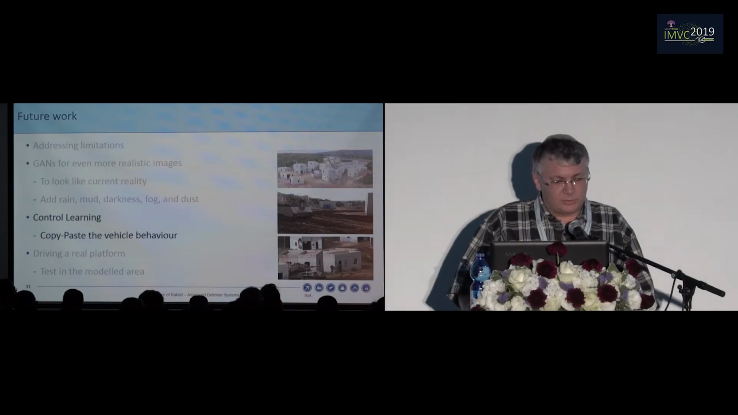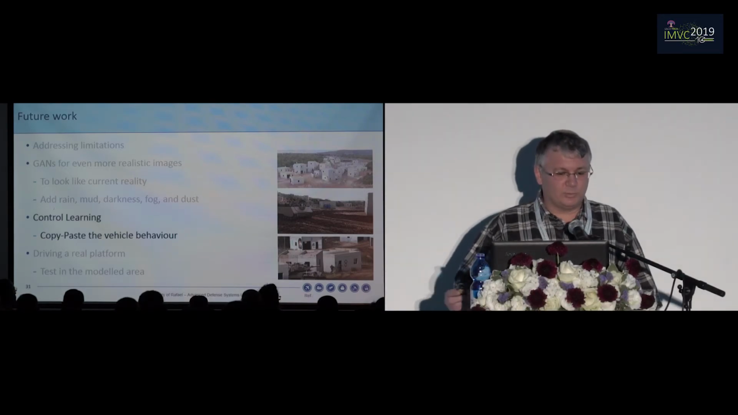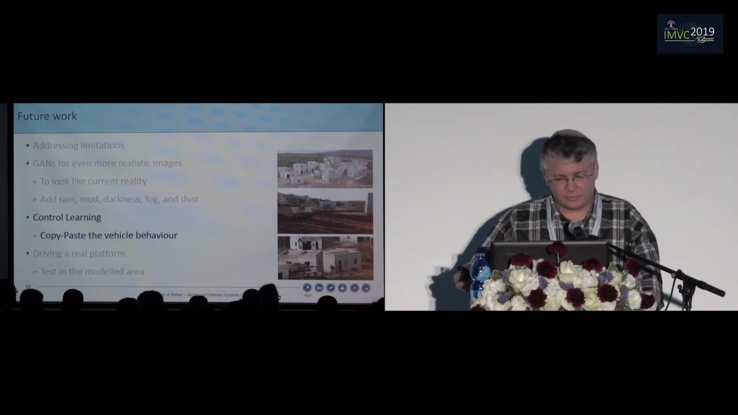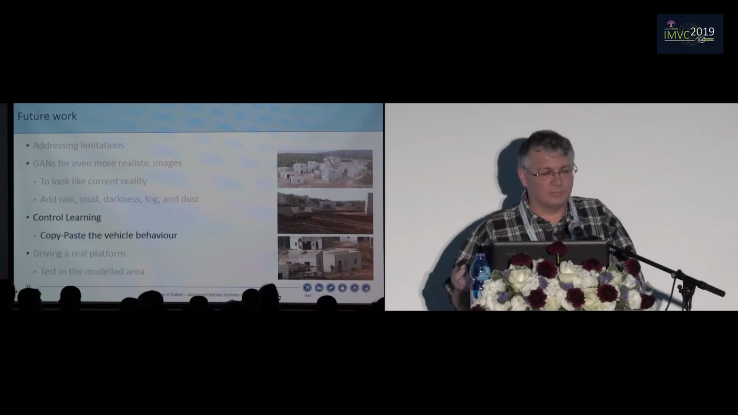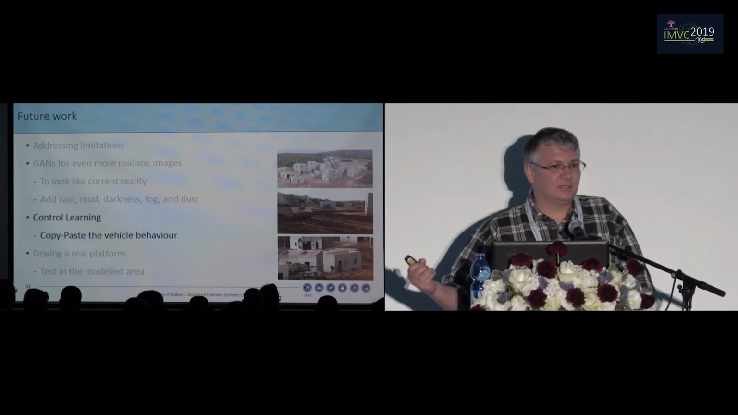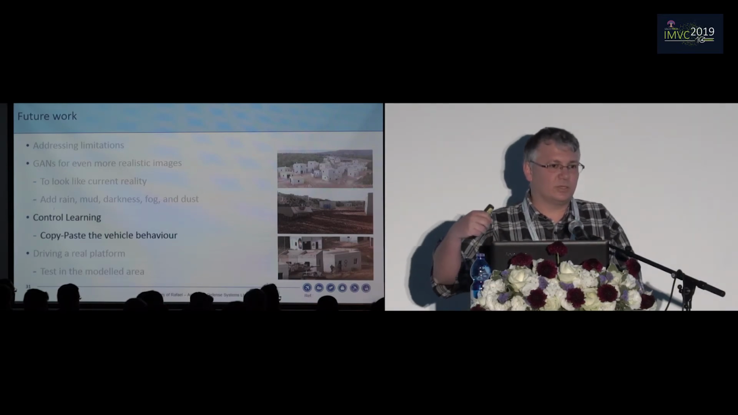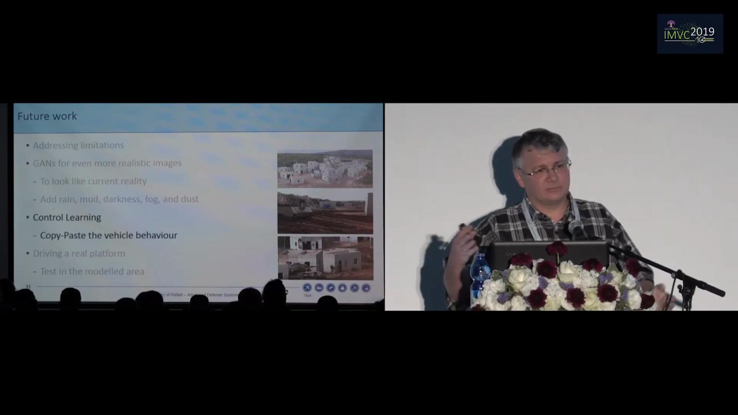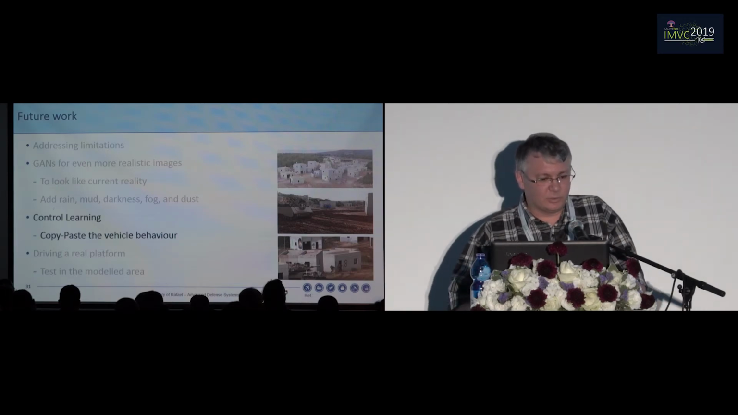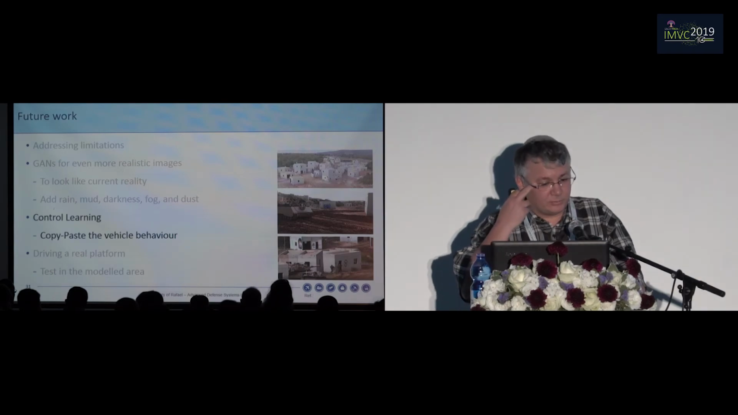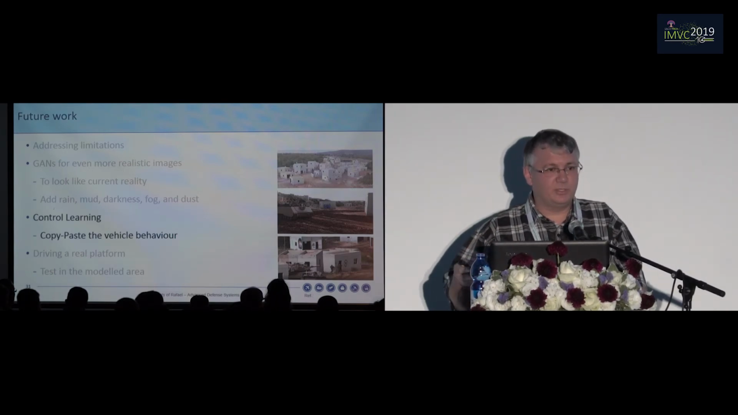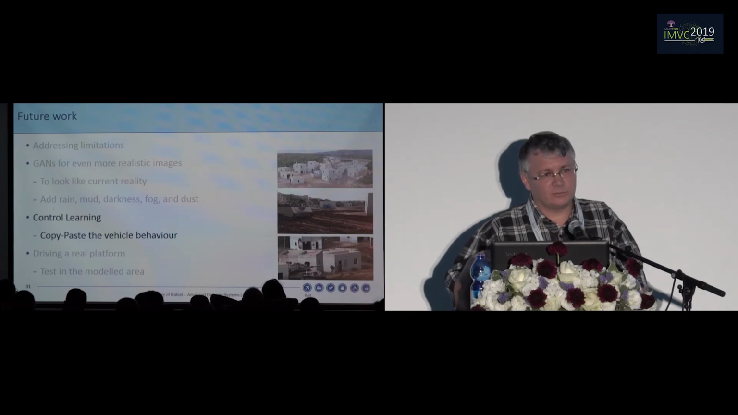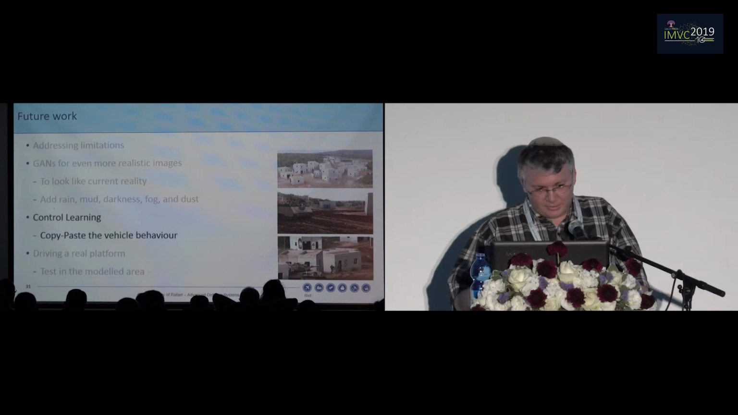We also want to introduce control learning, which means to copy-paste the vehicle behavior. A vehicle has all kinds of control restrictions, like delay between the command and when the command is committed. If you control the vehicle using a steering wheel and you steer at one angle, the car does something else. It's not doing what you tell it. So we want to model all that, using deep learning. We want to drive with the real platform and copy-paste its behavior into the computer, and then train the reinforcement learning with those restrictions. This is the control learning.